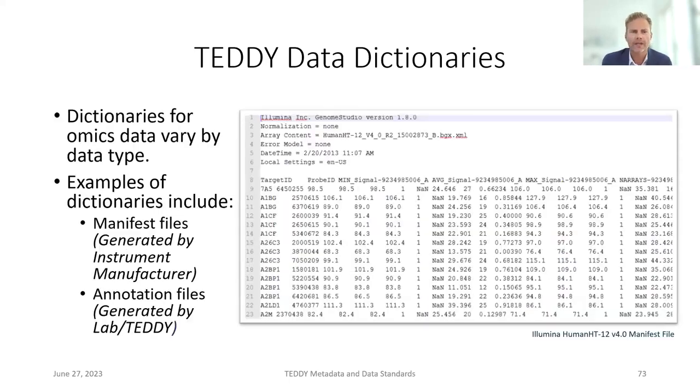Here it's depicted a data dictionary for our omics data, as these dictionaries may vary by type. Examples of dictionaries may be the manifest files, which are generated by the instrument manufacturer, and also annotation files. Depicted here is the Illumina manifest for a human HT12 version 4B chip used to generate the TEDDY microarray gene expression data.